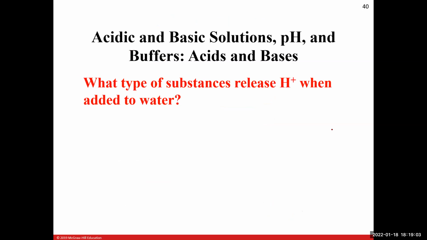So here's a nice question for you. What type of substances release hydrogen ions when they are added to water? If you can, type your answer in the chat bar, but I'm not going to wait all night. Let me repeat the question. What type of substances will release hydrogen ions when we add them to water? I'll give you a hint: the answer is on the screen here.